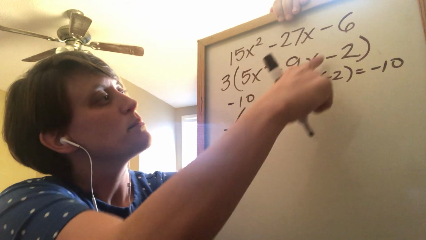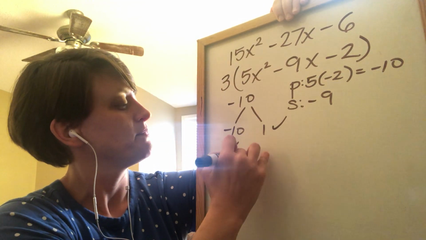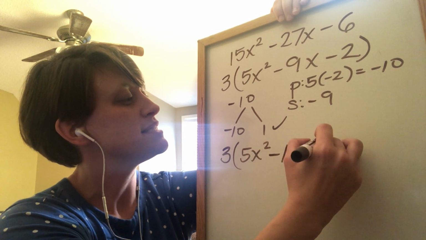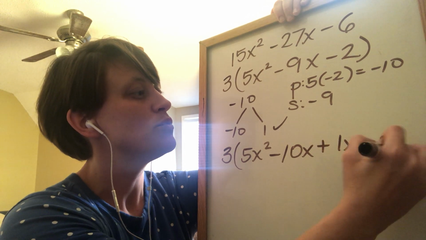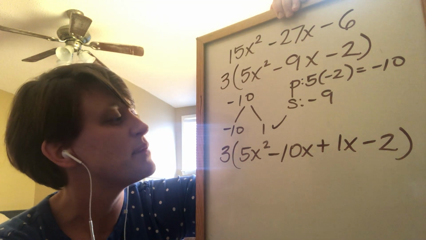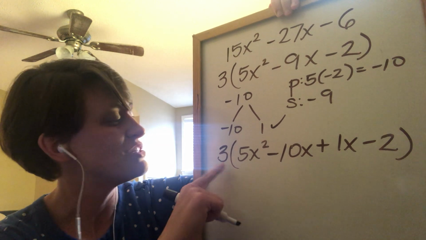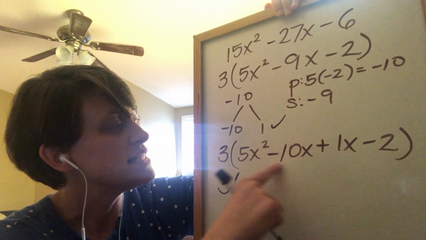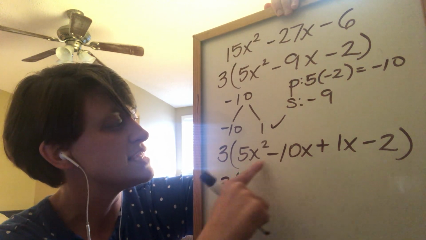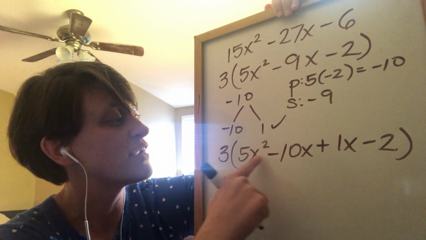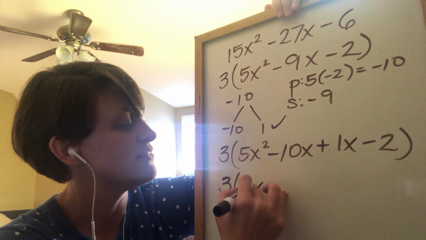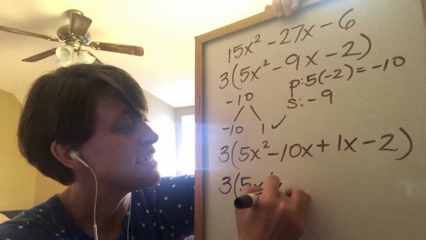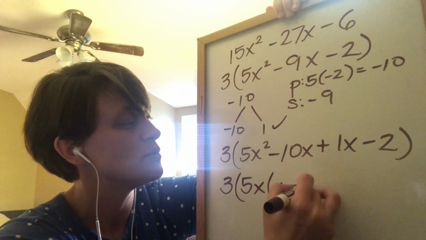So we're going to use these two numbers to rewrite that middle term. So instead of -9x, we're going to write -10x plus 1x, which you are free to leave off if you want. And then we have our -2. We can't forget to keep writing that 3. So now let's factor by grouping. Each one of these contains a factor of 5 and a factor of x. So we can take out a 5x. What's left over? One of these x's and a -2.